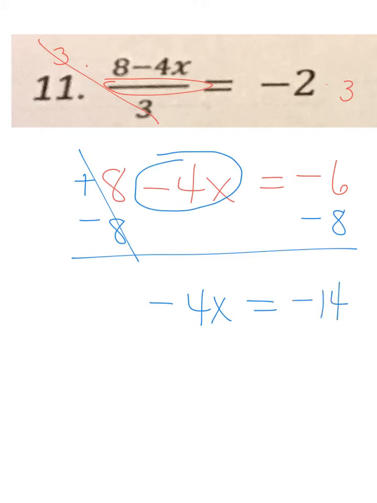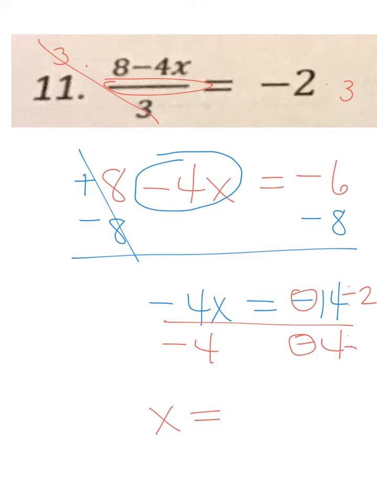I have to divide both sides by negative 4. Again, two negatives make a positive, but 14 and 4, I can divide both of them by 2, so I have to simplify them. So my answer is 7 over 2.